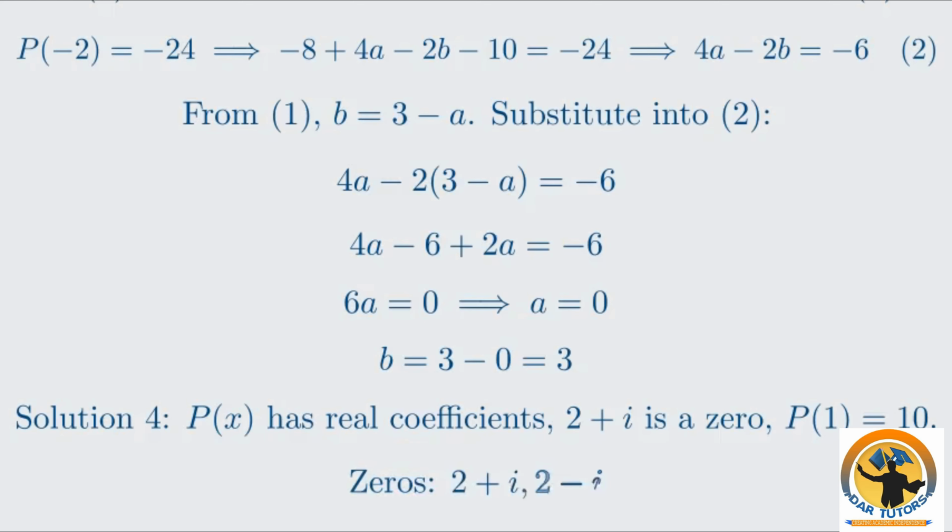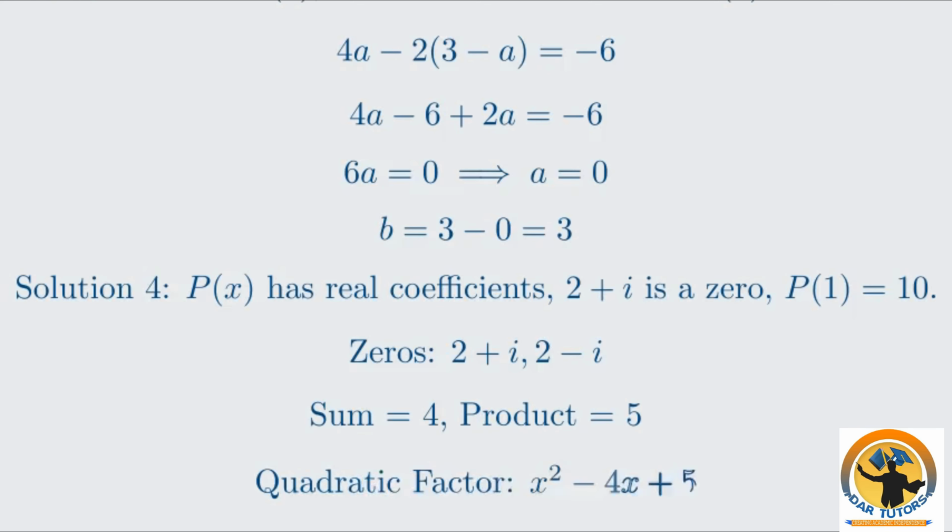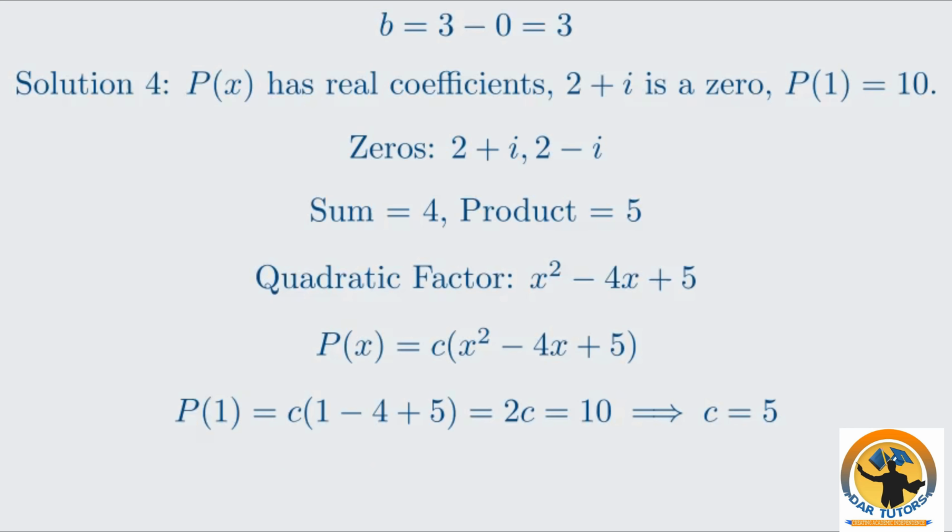For question 4, since 2 plus i is a zero, its conjugate 2 minus i is also a zero. The quadratic factor is x squared minus the sum, 4x, plus the product, 5. So p of x equals c times this quadratic. Using p of 1 equals 10, we find c equals 2. The polynomial is 2x squared minus 8x plus 10.